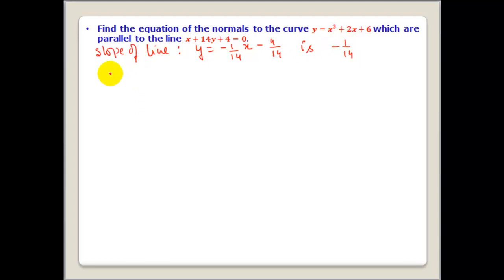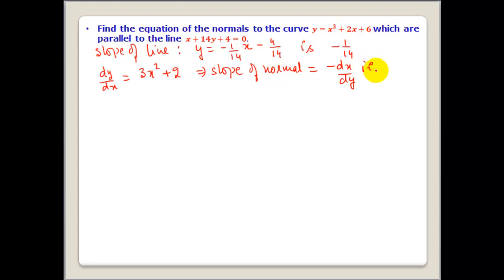And what about the slope of the normal? For that we will first find slope of the tangent, which can be obtained by differentiating y with respect to x, which reduces to 3x square plus 2. So this is slope of the tangent. So this implies slope of normal is minus dx over dy. So writing for minus dx over dy from here, it comes out to be minus 1 over 3x square plus 2.